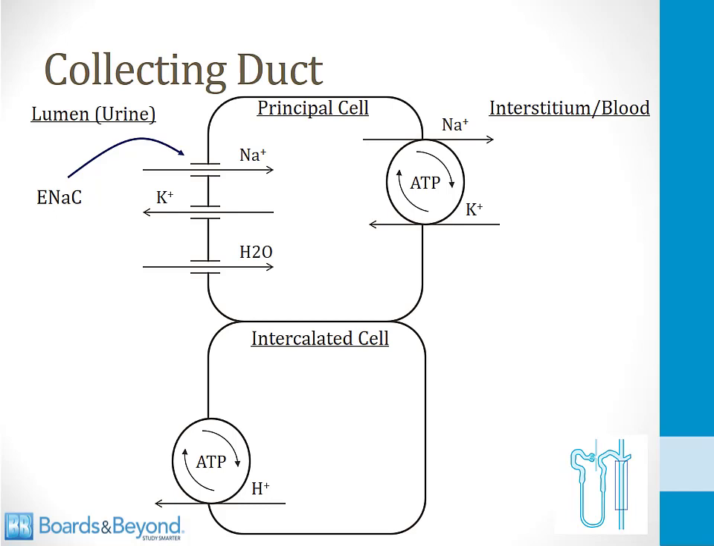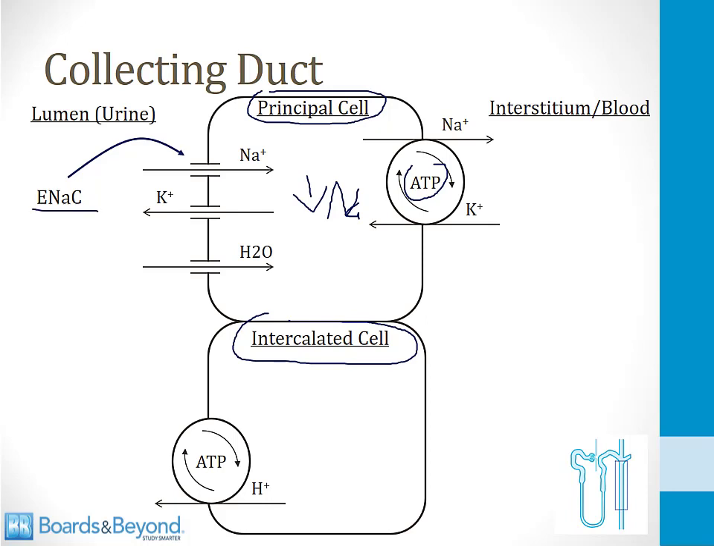Finally, we get to the collecting duct, the last portion of the nephron. There are two cell types found in the collecting duct. The first cell type is called a principal cell, and the second cell type is called an intercalated cell. The principal cells have an ATP pump that generates a low concentration of sodium inside the cell. In this manner, sodium can be reabsorbed by the principal cells via a channel. This channel is called an ENaC channel.